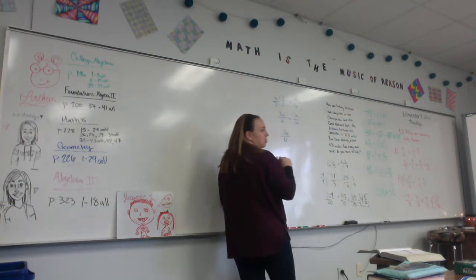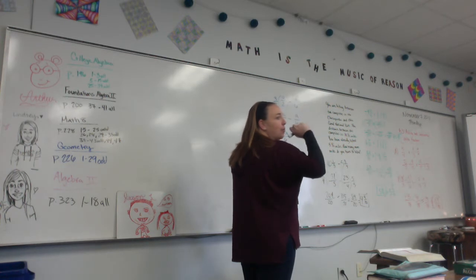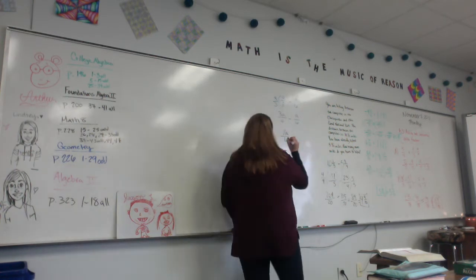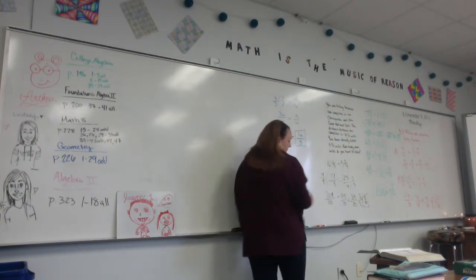What does this reduce to? Wait, so they don't cancel each other out? 1A over 3. No, they don't cancel each other out because I'm not dividing them. Let's try another one.